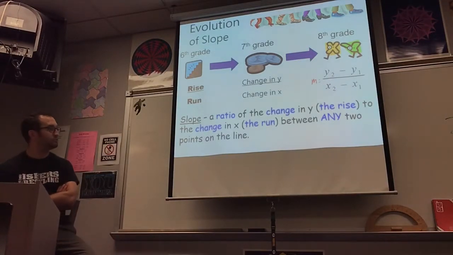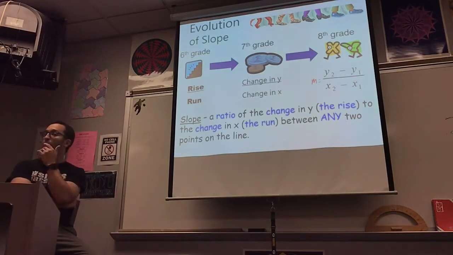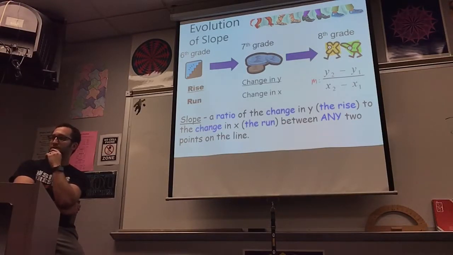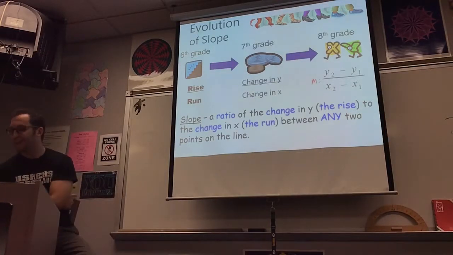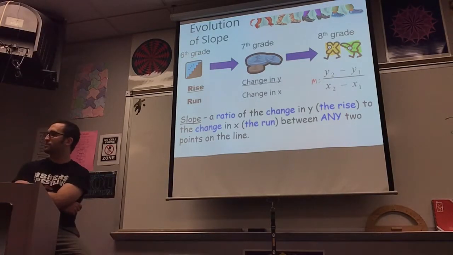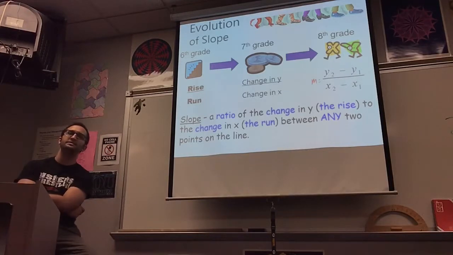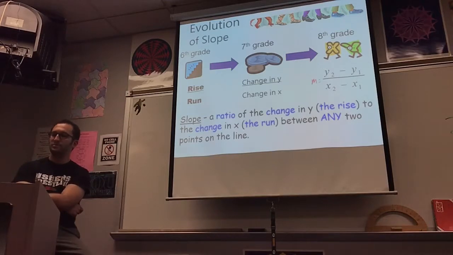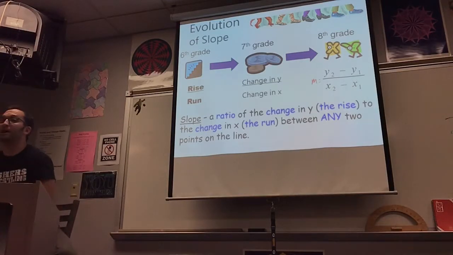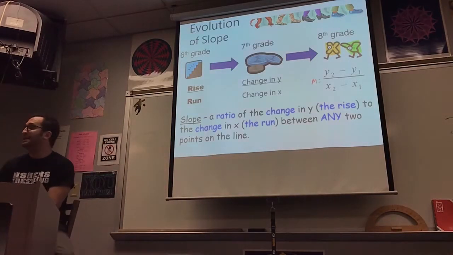Slope is, you should be writing this down, a ratio. Everybody say slope is a ratio. Remember what a ratio is? How do we typically write ratios in 7th grade? We typically write them as a fraction, you're right. So we write our ratios as fractions of the change in y, which is the rise, to the change in x, that's the run, between any 2 points on a line. Between which points? Any 2.